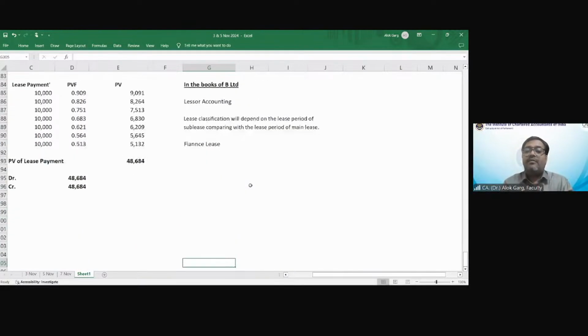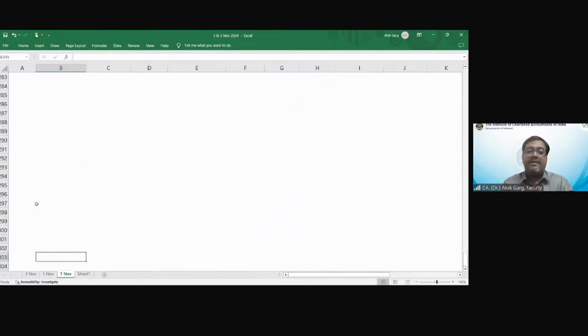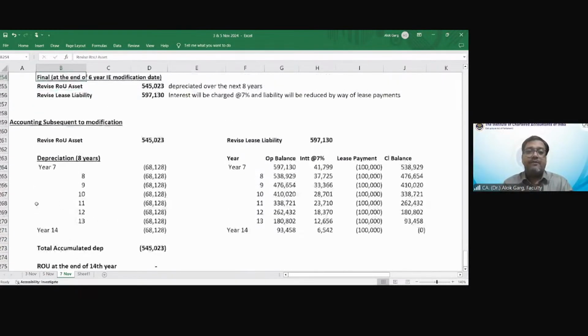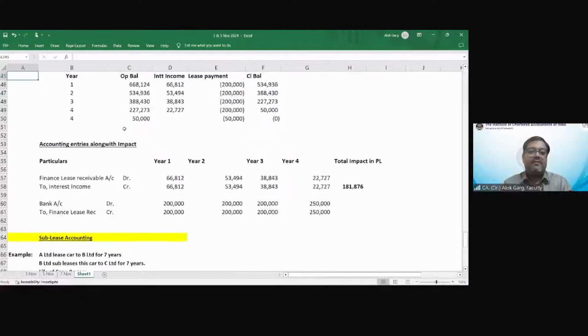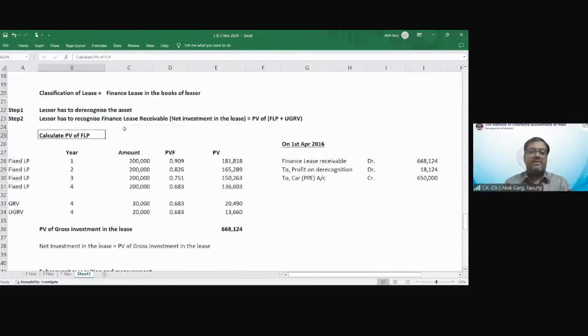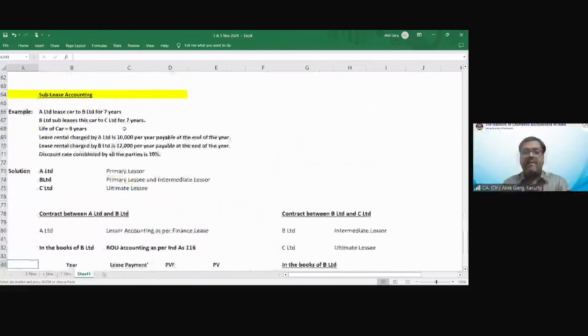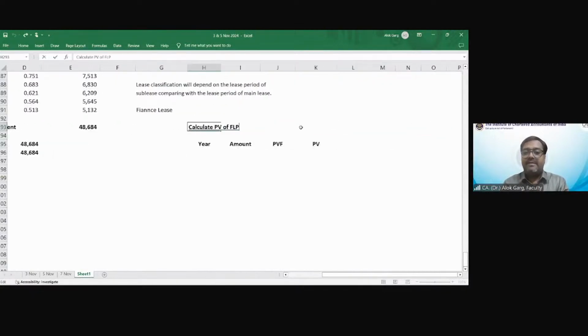Finance lease accounting will follow. So what did we learn in finance lease? In finance lease accounting, we need to compute the net investment in lease. We have discussed this. Calculate the present value of future lease payments. This is what we are going to compute now. Again, we will compute net investment in lease, the finance lease receivable. Correct? This is what we need to compute.